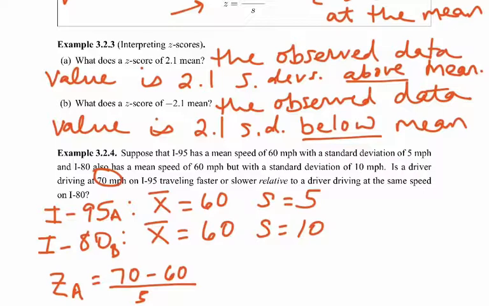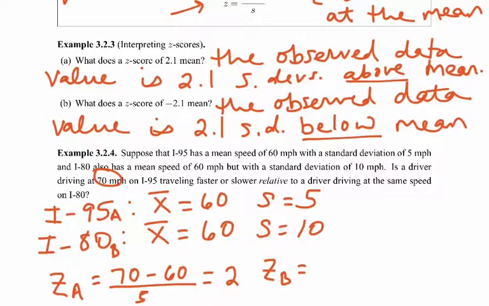So 70 take away 60 is 10. 10 divided by 5 is 2. On I-80, let's calculate his z-score. So on I-80, I'm calling this distribution B. I'm just using A and B, that's not part of the computation. I'm just using that to identify which is which.